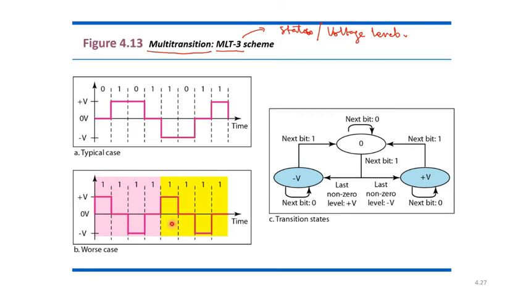So this worst case MLT transition will be when all the data bits are ones, and that will be the worst case analysis because it is changing at each stage. If it is changing at each stage, it is going to utilize large power. So we need to avoid changing at each bit. It should be avoided. So this is the MLT3 scheme.